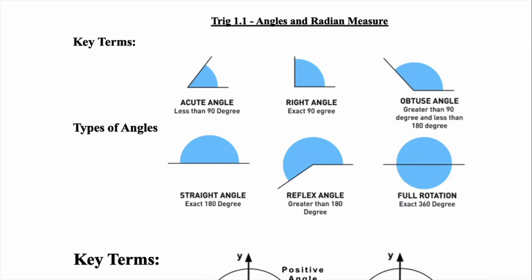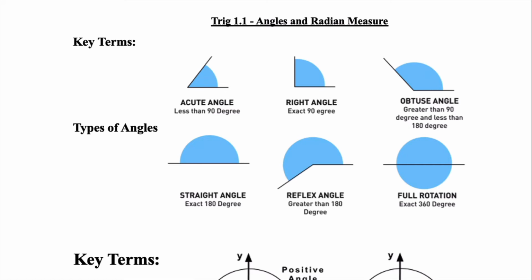So the first thing is several key terms, right? Vocabulary. A lot of them might sound familiar because you've seen them in another class. So the blue part is the angle, the mouth, the opening of the mouth. When we're talking about an angle, it's the opening. It's not the distance, it's the opening, right?